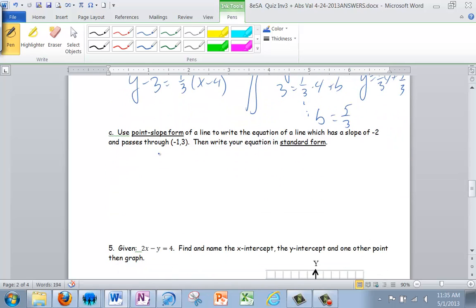This one I said you must use point slope. So the equation is y minus y1, so that would be the 3, equals m. They tell you the slope is -2 times x plus 1. And then if you put it into standard form, distribute and move things around, show me your work, and you should get 2x plus y equals 1.